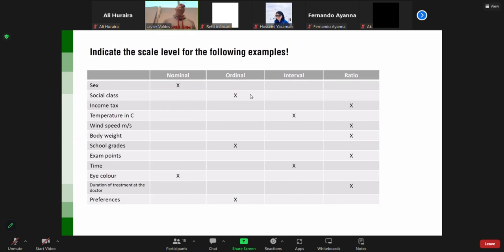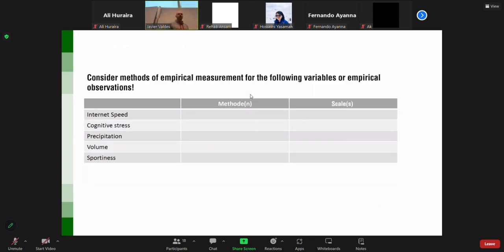Now I want you to do the following exercise. I want you to consider the methods of empirical measurement for the following variables of empirical observation. Do you understand empirical? Can someone explain the root of the term to those that didn't study Latin or come from a different mother tongue, that is not Romance? Empirical, something that is empirical, that is based on experience. And experience leads us to experiment, okay? So we are doing an experiment.